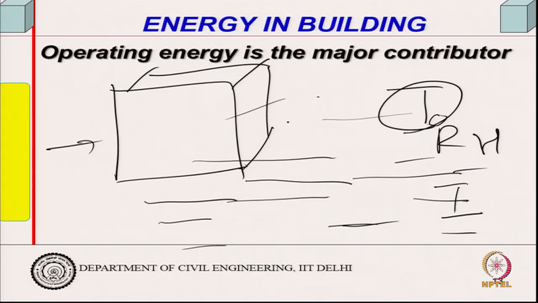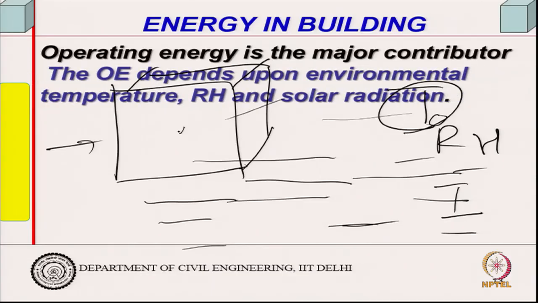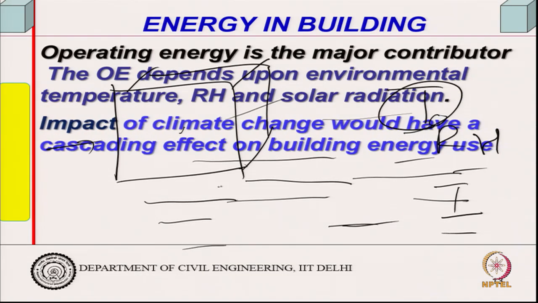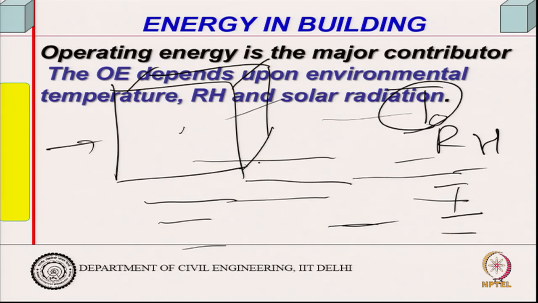So, thermal comfort will be disturbed, and if it is a conditioned building, trying to maintain a comfortable temperature, more energy needs to be withdrawn. So, therefore, who controls this?